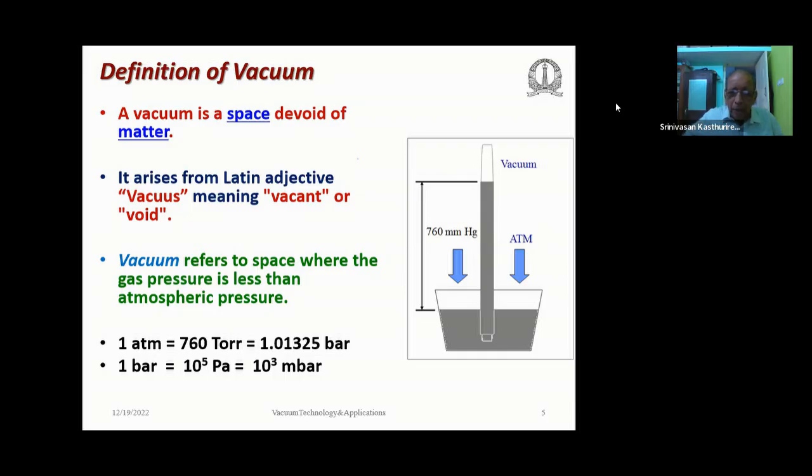You can also write in terms of millibar. That is 1000 millibar is 1 bar, right? So, the relation between 1 millibar and torr is like this. 1 millibar is approximately 0.75 torr. Or in other words, 1 torr is equal to 1.33 millibar.